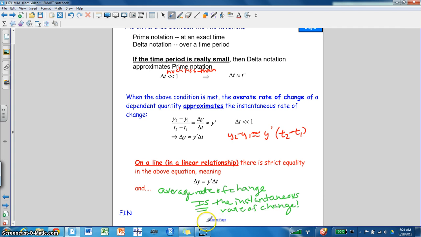Very useful property. And that's a brief overview on the difference between prime notation and delta notation and how and when we can use both.